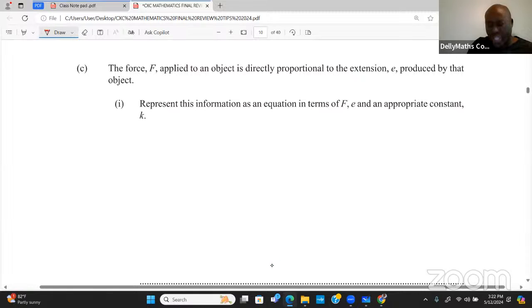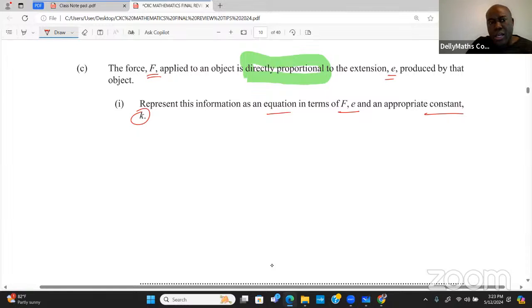So the force F applied to an object is directly proportional. This is key. Underline this right here, because this is what is going to dictate the formula for this question. So it says it's directly proportional to the extension E. So we're dealing with F, we're dealing with E, right? Produced by that object, no problem. Now, represent this information as an equation in terms of F and E and an appropriate constant. They want us to use K for the constant. All right, so we're going to have an F, an E, and a K in an equation right now.